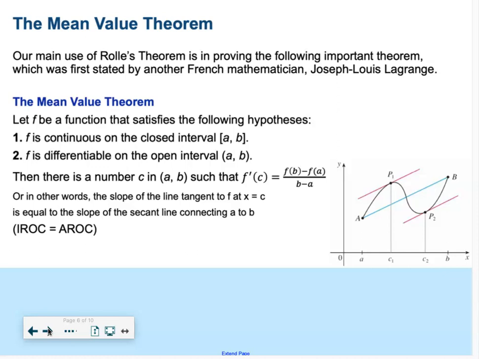Our main use of Rolle's theorem is proving the following important theorem, which was first stated by another French mathematician, Joseph Louis Lagrange. You are going to learn to love and hate Lagrange as time goes on. Just remember the name Lagrange when you get to series at the end of the year and you have to learn the Lagrange error bound theorem. It's a fun one. I actually don't mind it. I kind of like Lagrange.